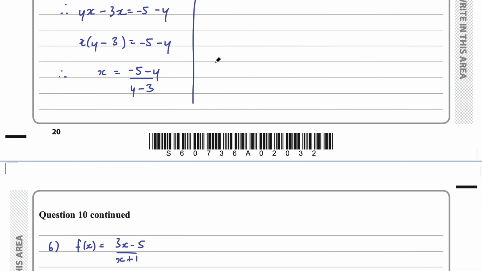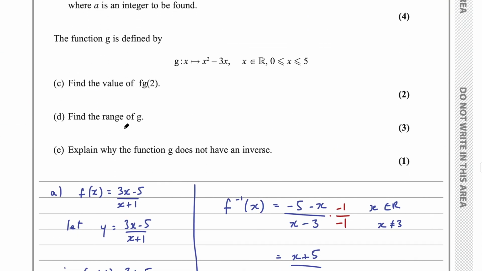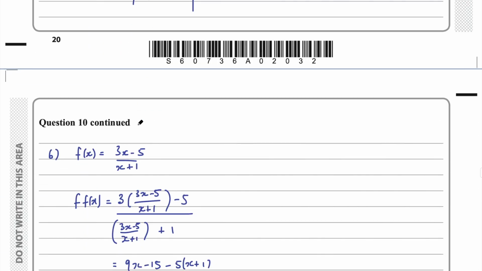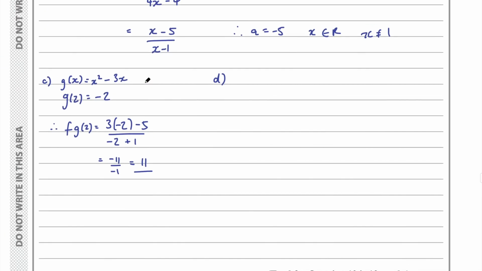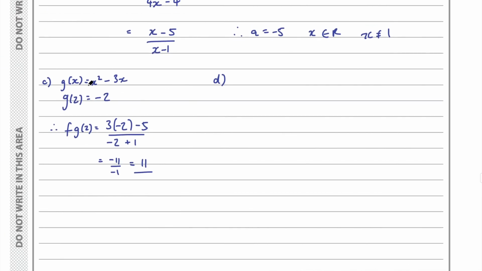Part D says find the range of g. So let's have a look carefully at g. It's not super easy to tell what the range is when the quadratic is in this form, x squared take 3x. But we can put it into a form where it's slightly easier to read off the range.